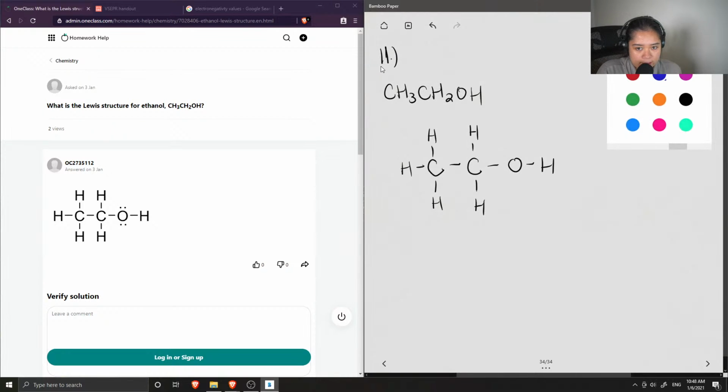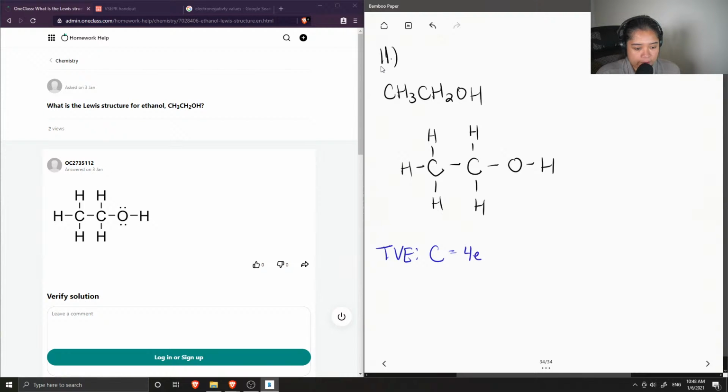So now let's see the total valence electrons. So there are 2 carbons, each with 4 valence electrons. And for hydrogen, there is 1 valence electron. And there are 1, 2, 3, 4, 5, 6 hydrogens. And 1 oxygen that has 6 valence electrons. So this gives us 20 in total.